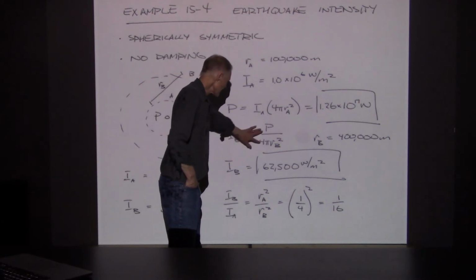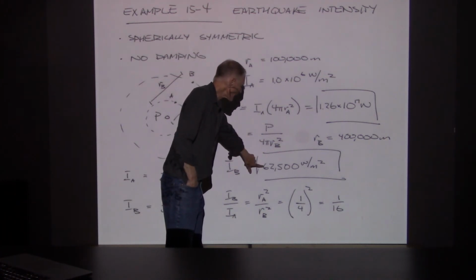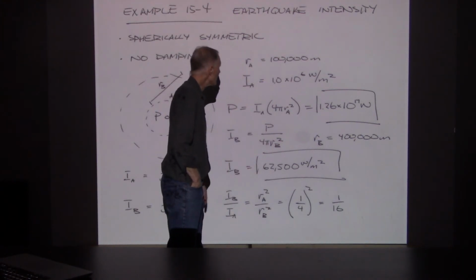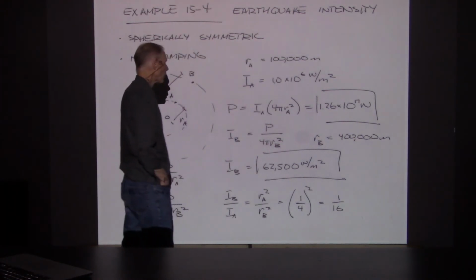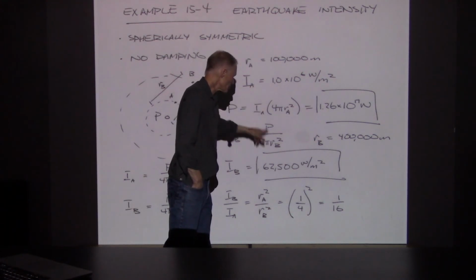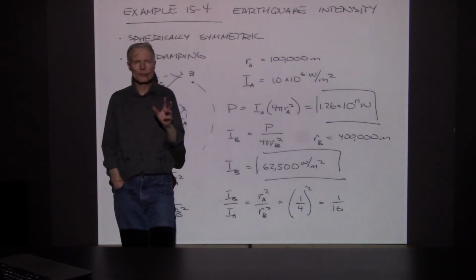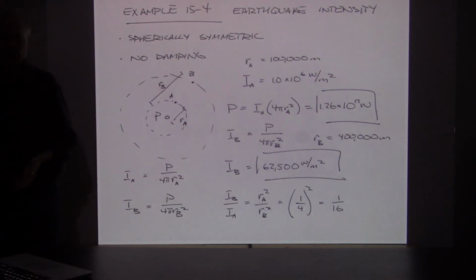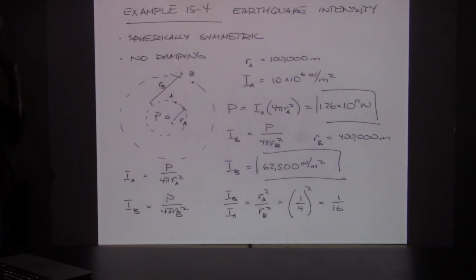The intensity that I calculated is 62,500 watts per square meter. Here it was 1,000,000. So we started out with 1,000,000, and sure enough, the ratio of the two intensities is a factor of 16. So that's how we would do these calculations.